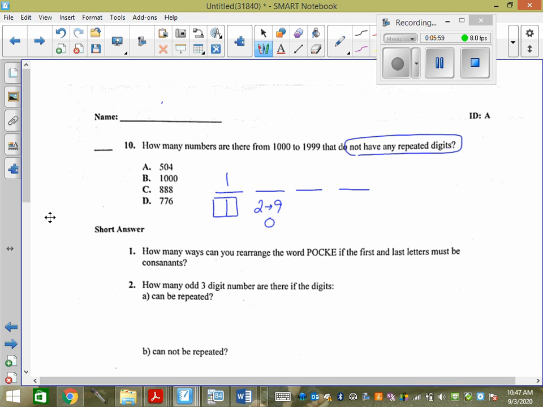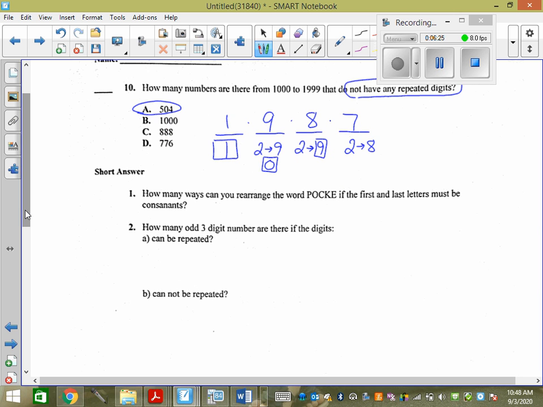So how many is that? 9. Box the 0. You get 2 to 9, which is 8. Box the 9, let's say. 2 to 8, which is, I went to write 8. It's not 8, it's 7. 9 times 8 times 7? 504.